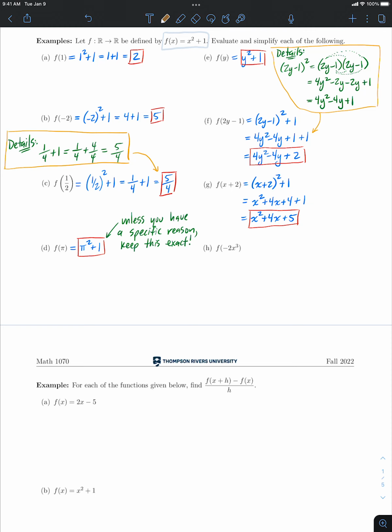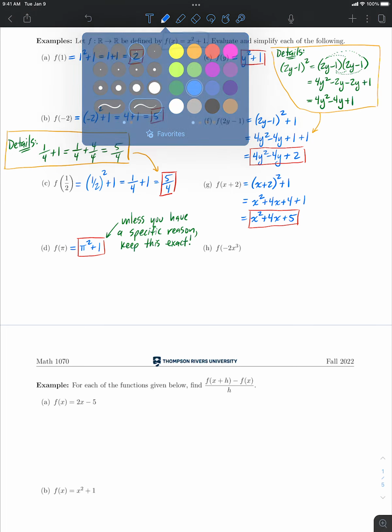So don't worry about getting it right all the time. But in this case, I think it makes sense to get in the habit of expanding everything as much as possible and then combining like terms, like we did here with the plus 1 and the plus 1, or here with the minus 2y and the minus 2y. It's a good habit to be in. But if we had just left it like this, we wouldn't be wrong to leave it like that. Okay, one more example here.